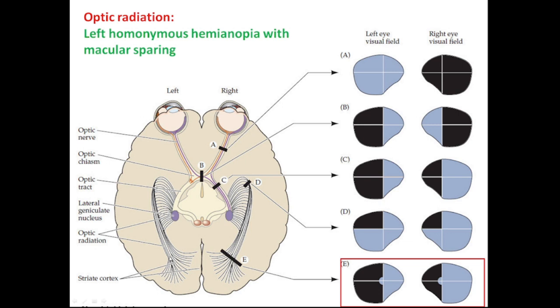If it is damaged at the level of the left optic radiation, it will also create the opposite, that means right homonymous hemianopia with macular sparing. When this portion is affected, that is the nasal part of the left eye and the temporal part of the right eye, it will be called right homonymous hemianopia with macular sparing.